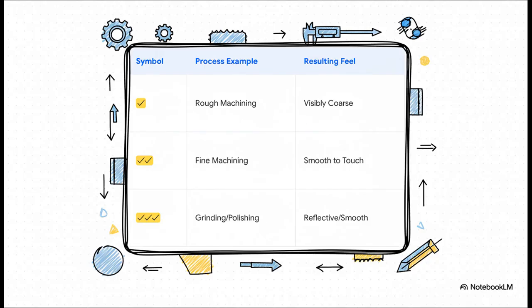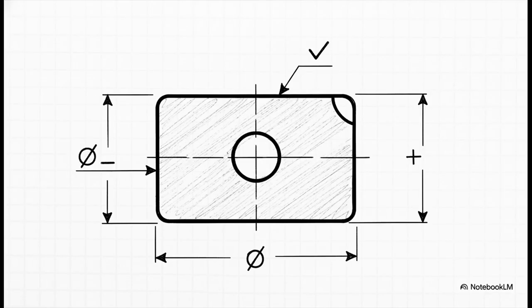So how does it work? Well, the language uses these simple checkmark symbols. Think of it like a rating system. One check might call for a standard kind of rough machine surface. 2 checks tells them to use a finer process to make it smooth to the touch. And 3 checks, well, now we're talking about grinding or polishing it until it's reflective. Each symbol is a direct command. And there it is, our completed design. I know it might just look like a block with a hole in it, but because we used this language, its size, its shape, its required level of precision, and its final texture are all locked in, clearly and unambiguously, for anyone in the world to build.